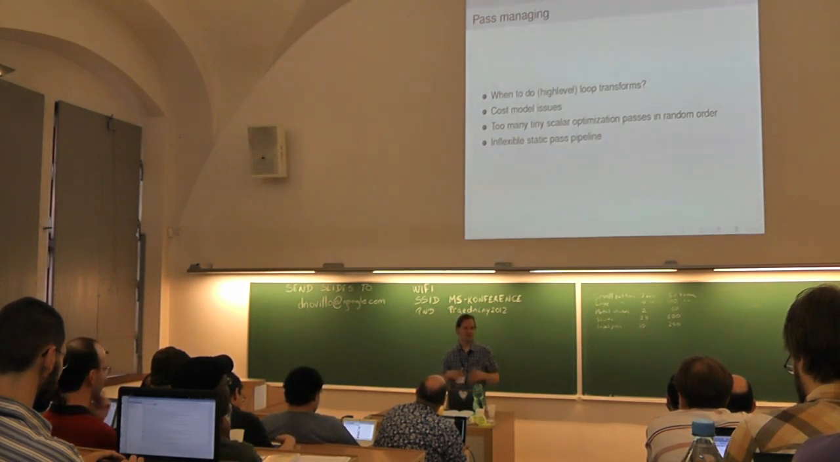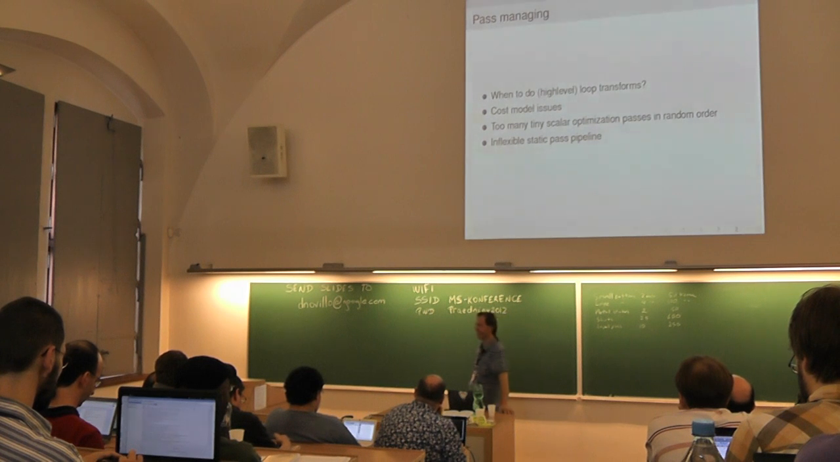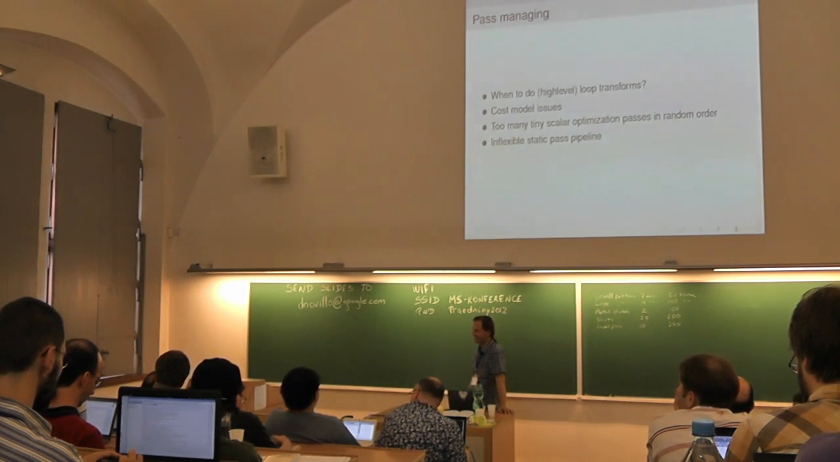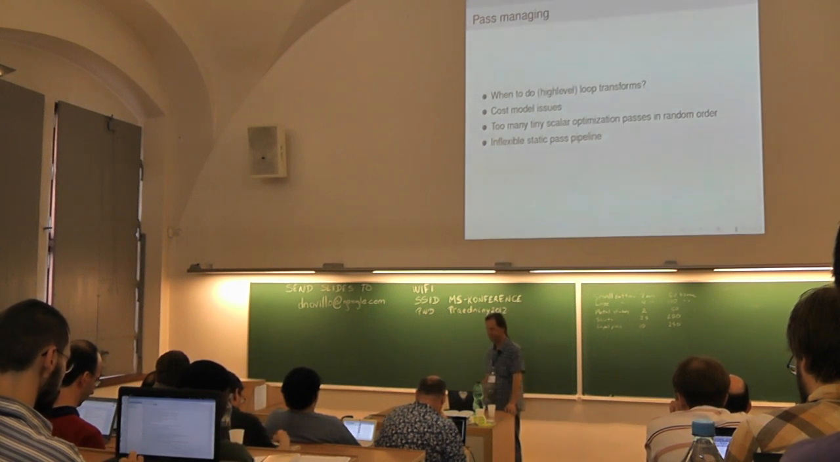So if somebody has spare time, try looking into making our pass pipeline more dynamic, which would also be more fun to debug. Deterministic code generation. Right. Yeah. Randomized code generation.